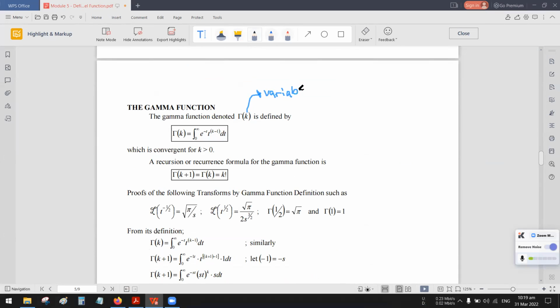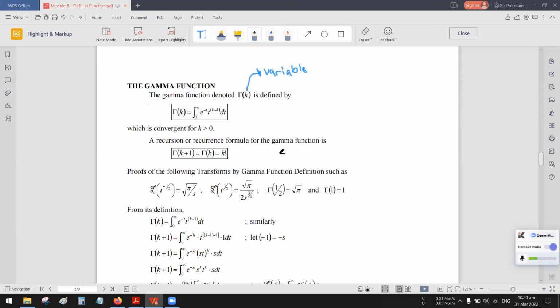So take note na lang. Hindi 'to k na constant ha. So it might be a constant or a variable, which is convergent for k that is greater than 0. So yung variable mo dito should be greater than 0.